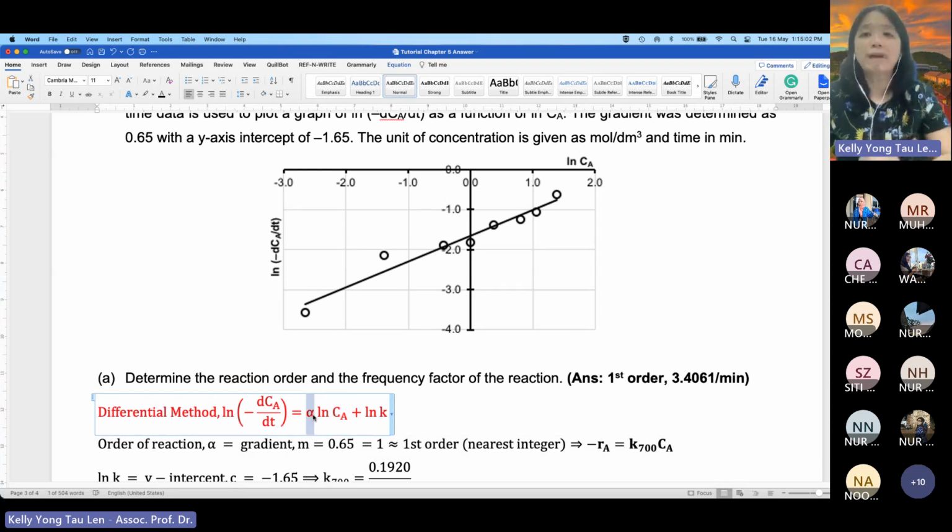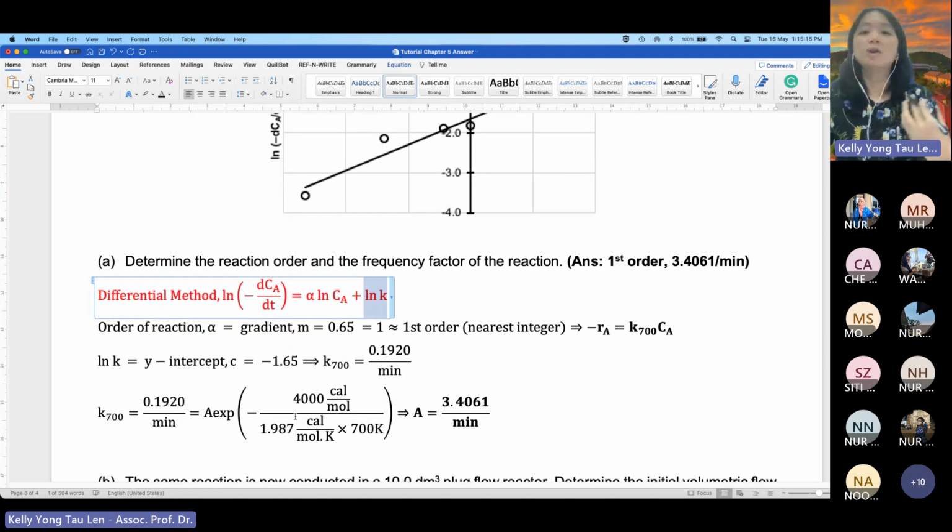Betul tak? Y equals to mx, right? So, alpha is your gradient plus ln K. So, ln K is your y-intercept ataupun your C. So, you get y equals to mx plus C. So, from that, kamu dah boleh correlate. Your gradient sama dengan alpha, your reaction order.